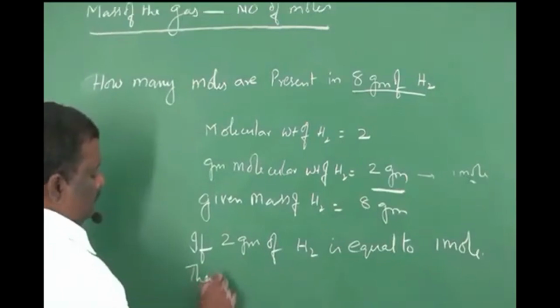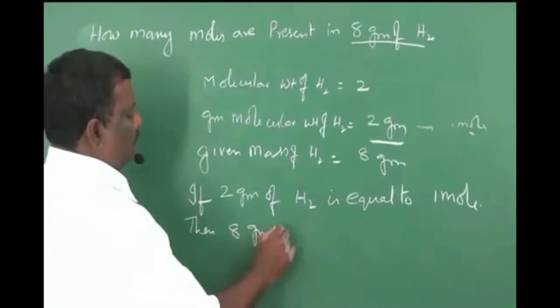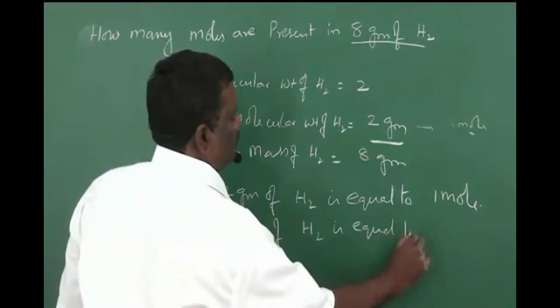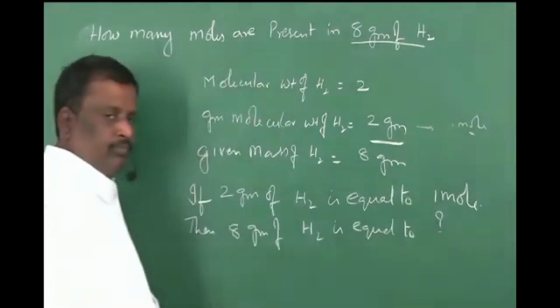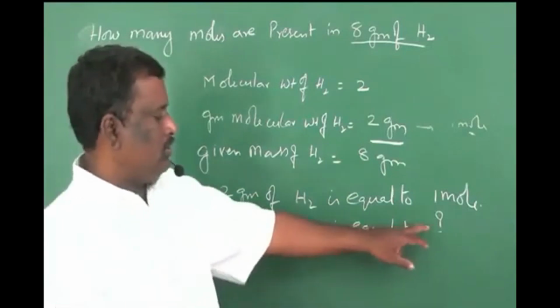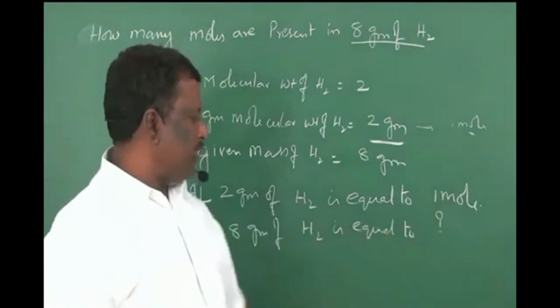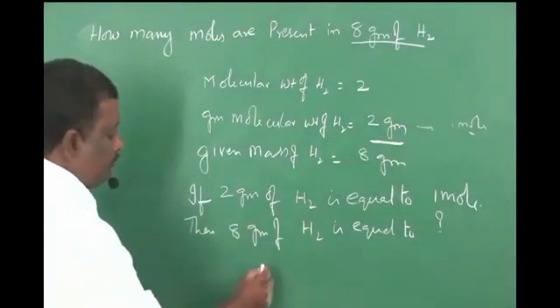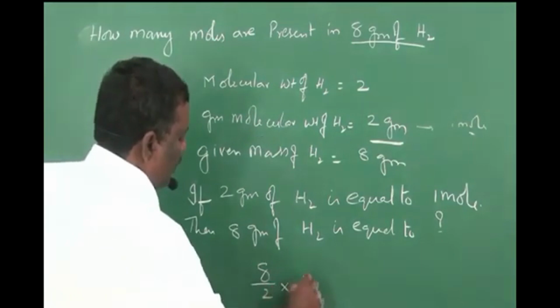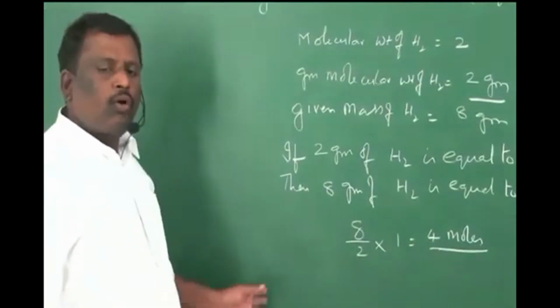then 8 grams of H2 is equal to how many moles? Naturally the number of moles will be more than 1. That's why 8 by 2 into 1, that is equal to 4 moles. So 8 grams of hydrogen will be equal to 4 moles.